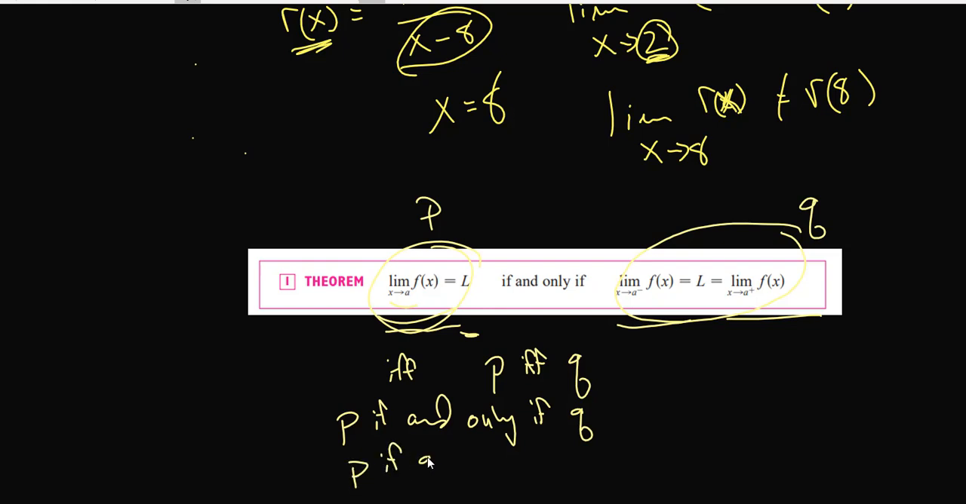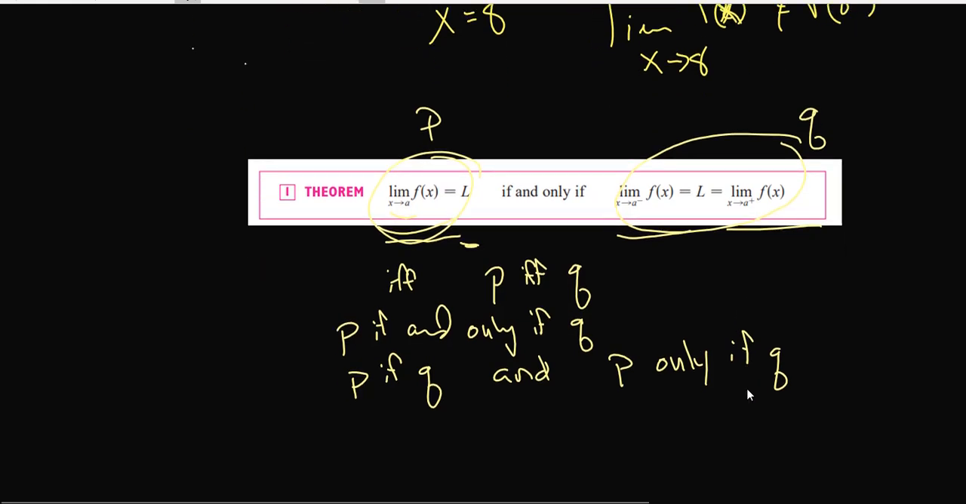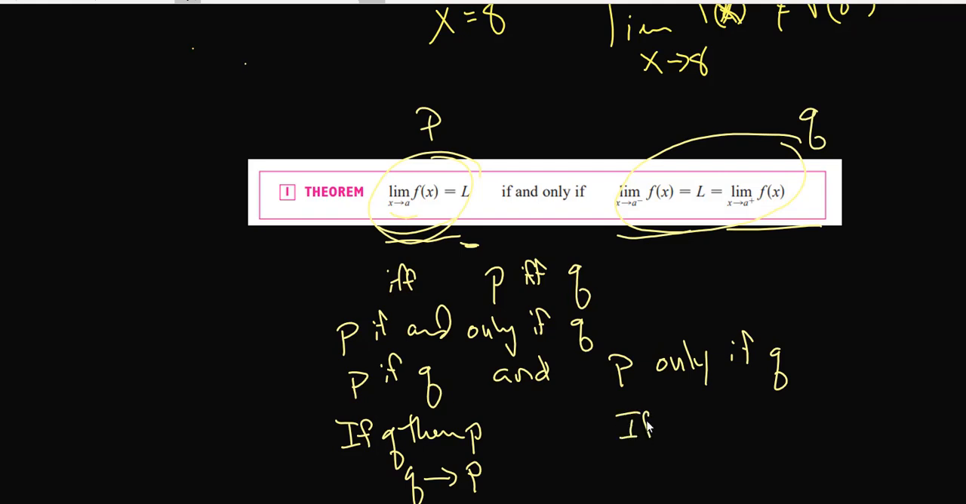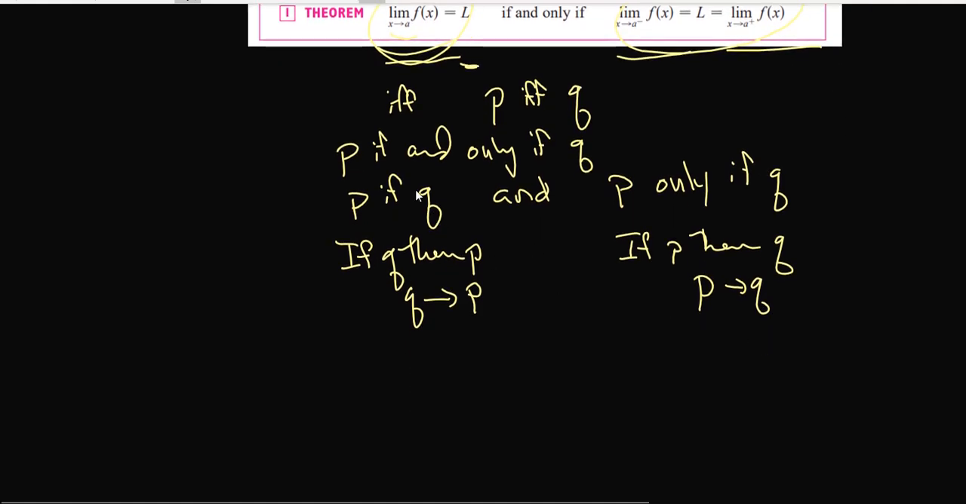It's saying P if Q, that's one statement, and it's also saying P only if Q. Now, if you think about these, P if Q is really saying if Q, then P, or in other words, Q arrow P. And P only if Q is really saying if P, then Q, or in other words, P arrow Q. So you have to think about this in English or in whatever language to see that that's what this means.